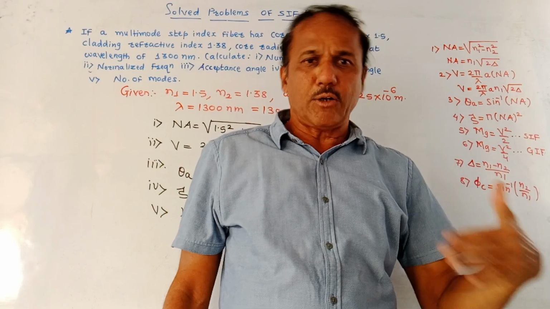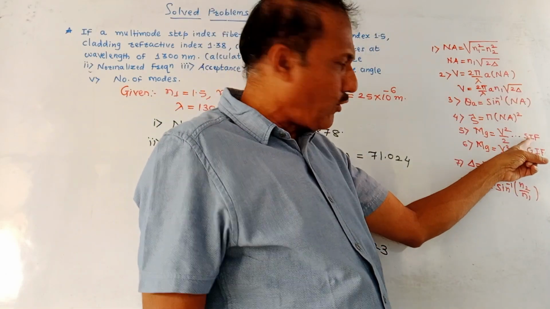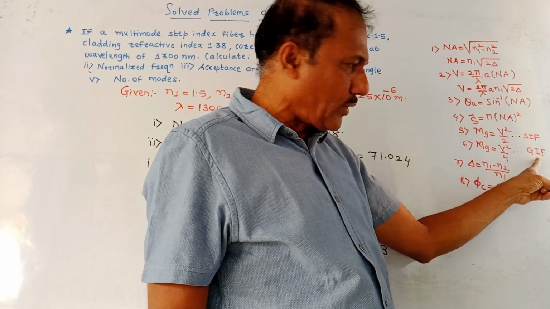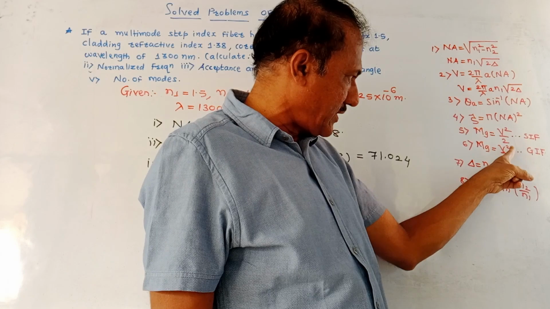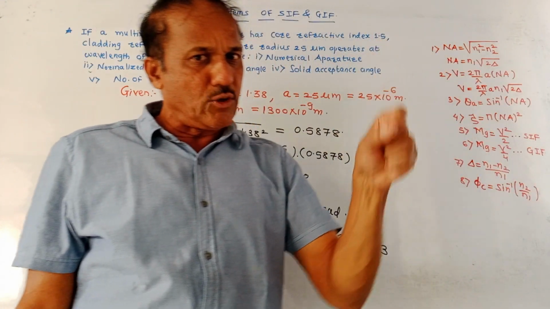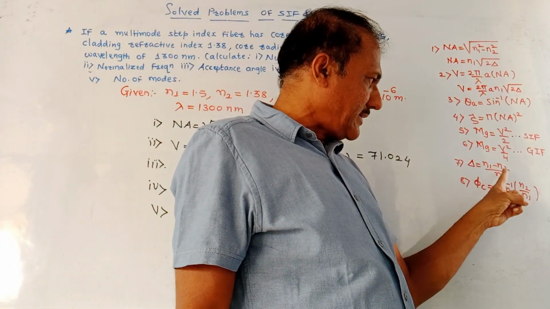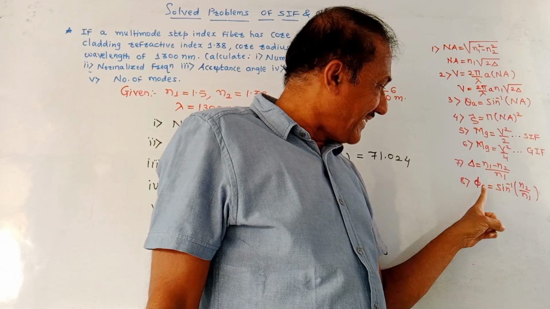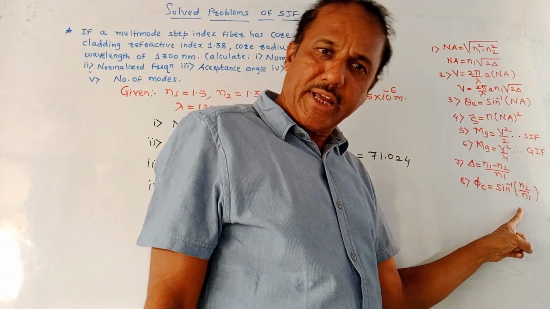Number of modes that are propagating through the fiber. If it is step index fiber, formula is V square by 2. For gradient index fiber, number of modes, which is denoted by Mg, is V square by 4. This formula we already discussed. Delta, relative refractive index difference between core and cladding, is (n1 minus n2) upon n1, and critical angle, that is phi c, is sine inverse of n2 upon n1.